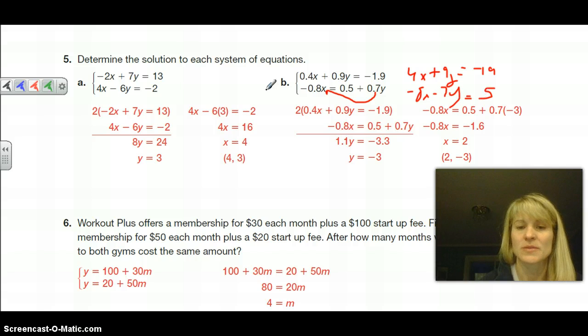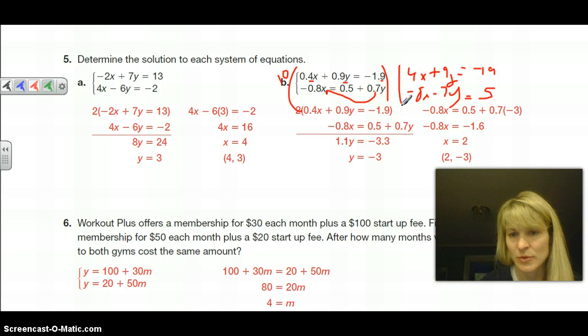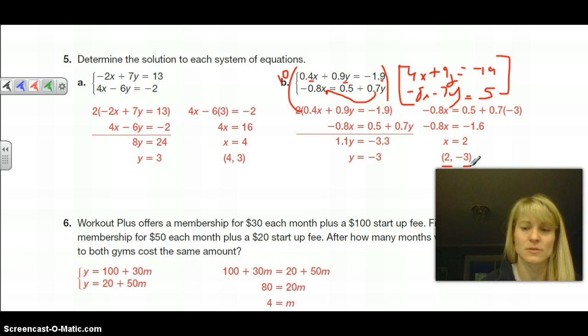Okay? So all I did was multiply everything by 10 because I saw they're in the 10th place. And so that just makes some nice whole numbers. And then I put this in your matrix here. Or you can definitely use substitution like they did down here. So we should get x is 2 and y is -3.